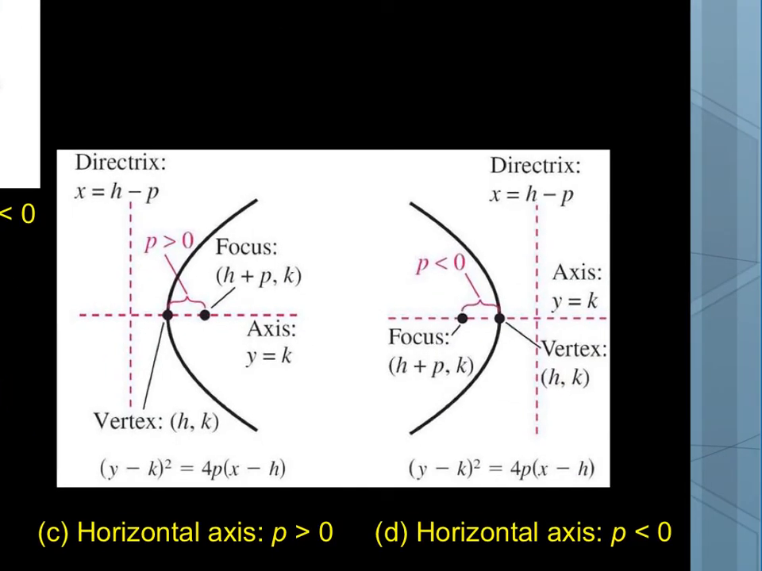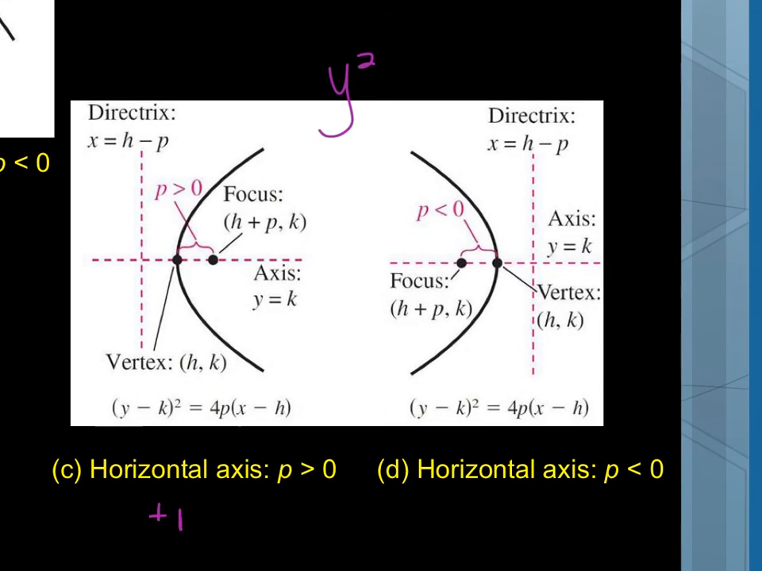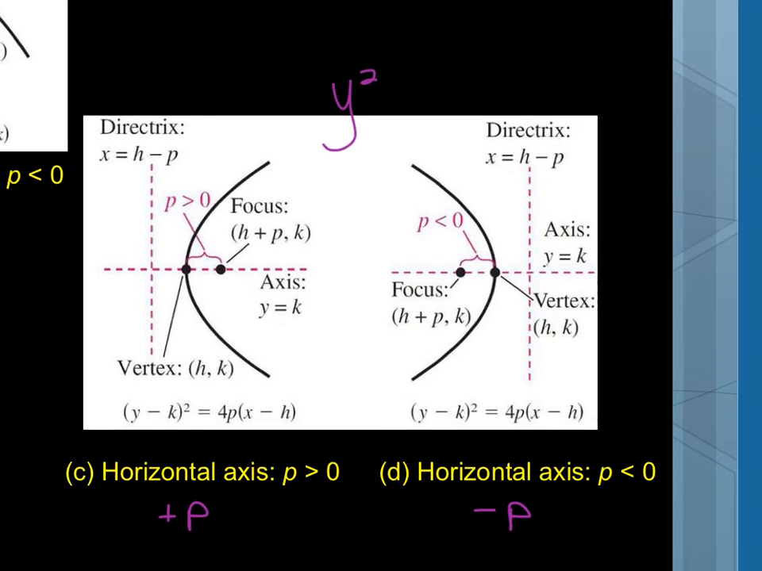These are y squared equations. They point right or left. If the p is positive, it points right. If the p is negative, it points left. Still the same concept. The distance from the vertex to the focus and the vertex to the directrix is the same. And again, the parabola folds around the focus and points away from the directrix.